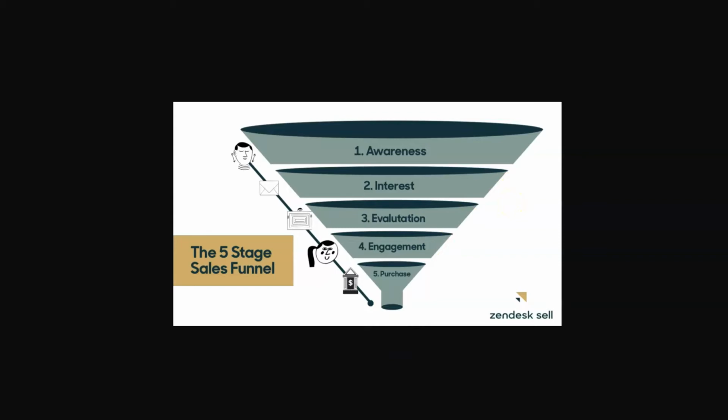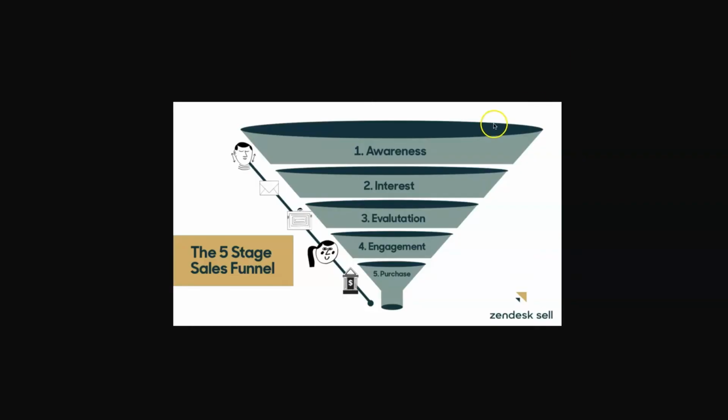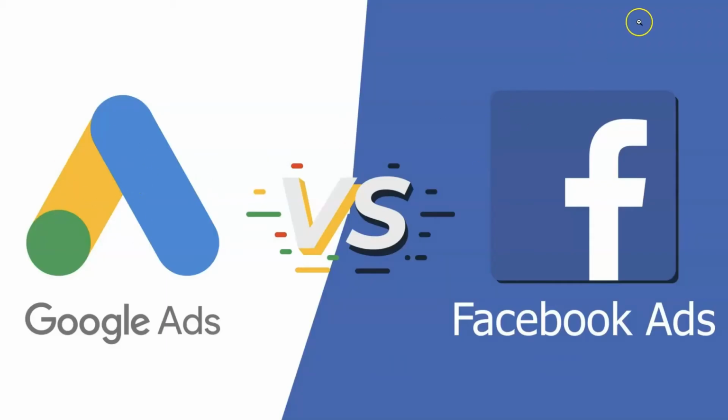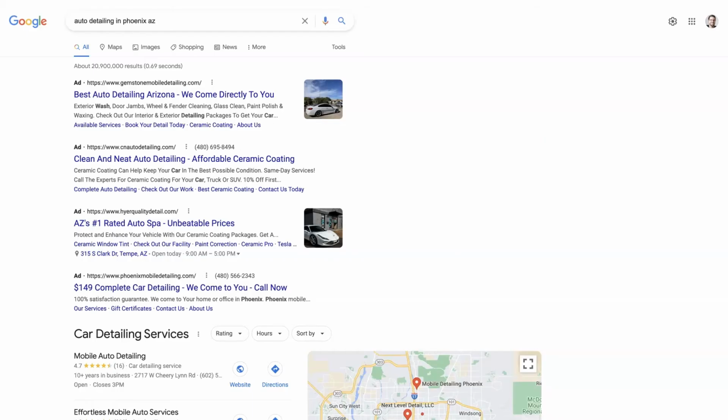So, with Facebook ads over here, the awareness is probably pretty high up in the funnel, whereas with Google ads, the awareness is much more refined, so it's further down in the funnel. What I mean by that is, if somebody's going over to Google and they're conducting a search for auto detailing in Phoenix or auto detailing near me, their awareness of the solution that they want is really, really refined, meaning they know that they want auto detailing. Now they're just looking for the right person to actually do it for them, right?